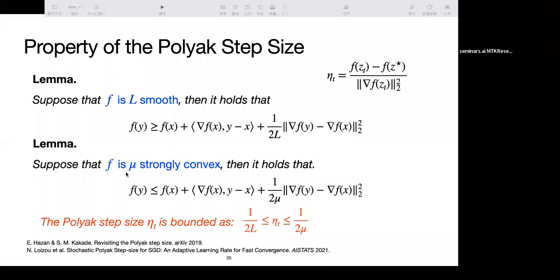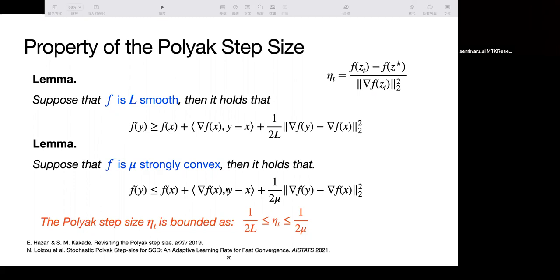And I will talk about some properties of the Polyak step size. When the objective function is L smooth and mu strongly convex, the Polyak step size is bounded as follows. The lower bound of the Polyak step size is expressed by the smoothness parameter, and the upper bound is expressed by the strong convexity parameter. And we can easily get this relation from these two lemmas.